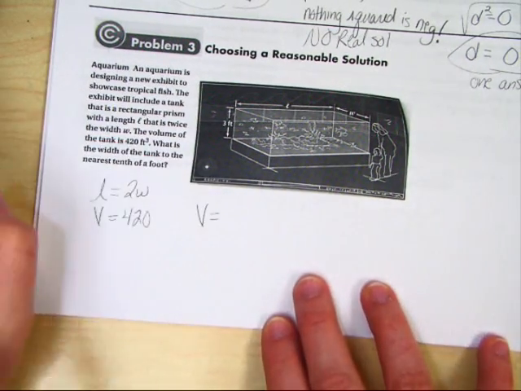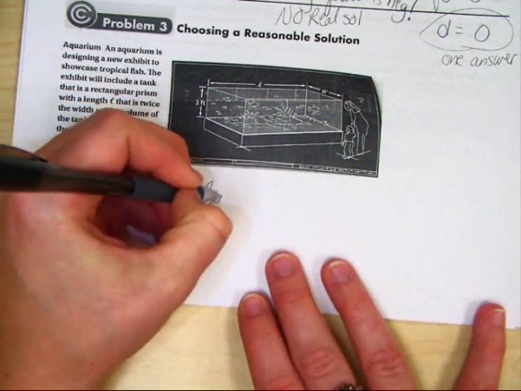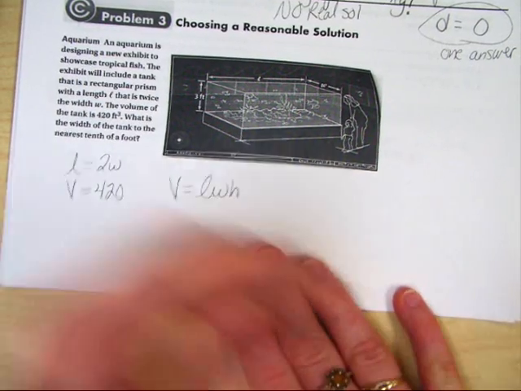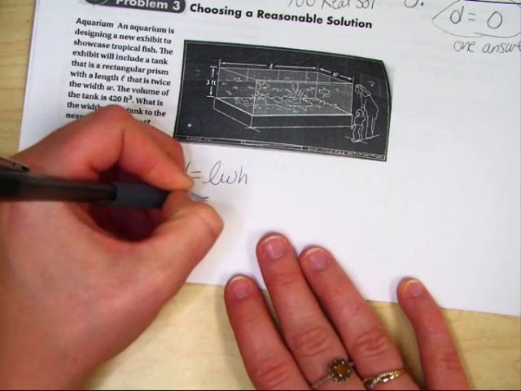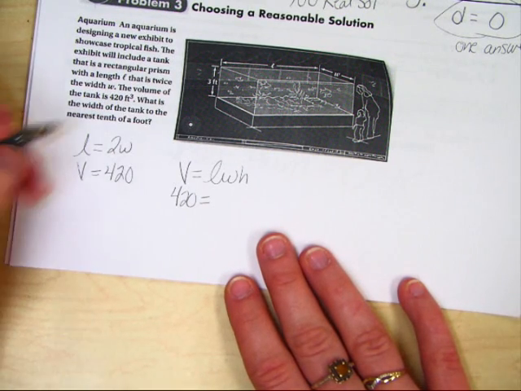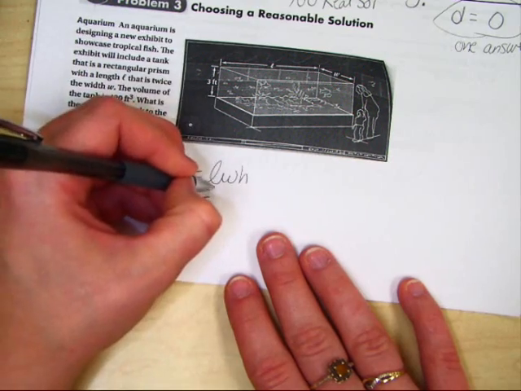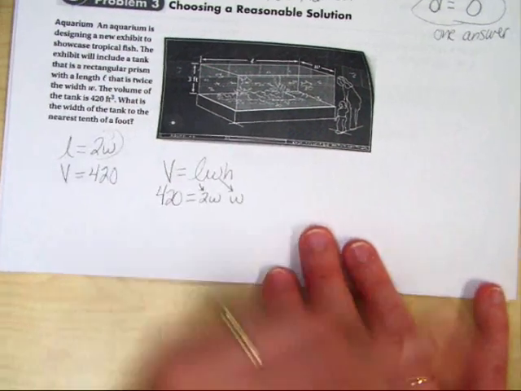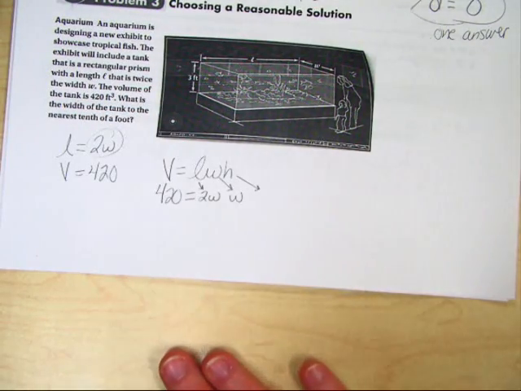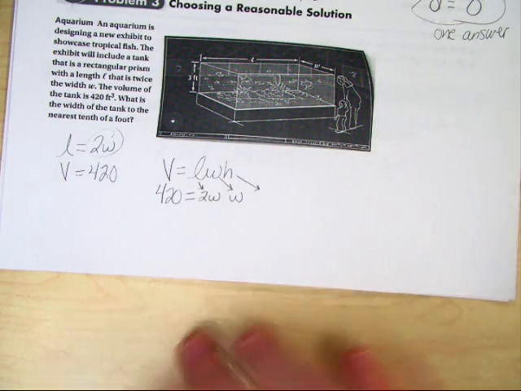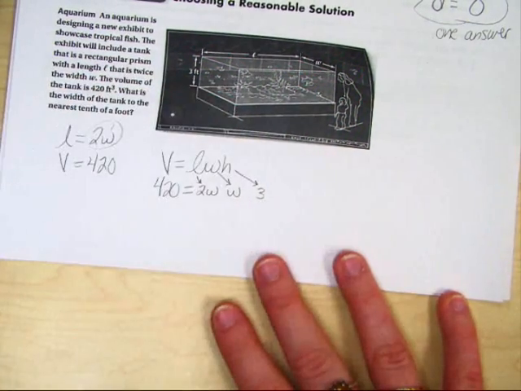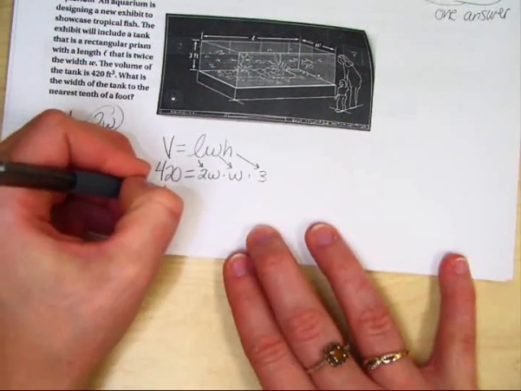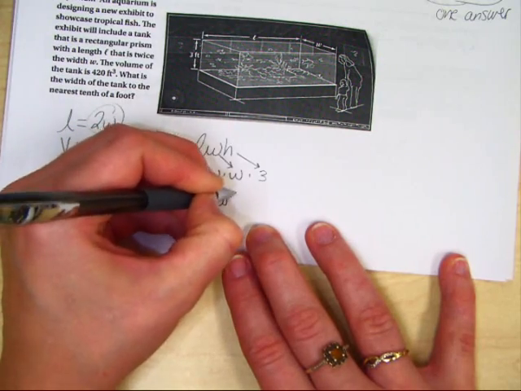From probably 7th grade, you should remember that volume equals length, width, and height, all multiplied together. So let's replace. Volume is 420. Length is 2W, it said. W is W. Now what about the height? Look at your picture. The height is labeled as being 3 tall. We're going to multiply all of these items together. So we get 420 equals 6W squared.